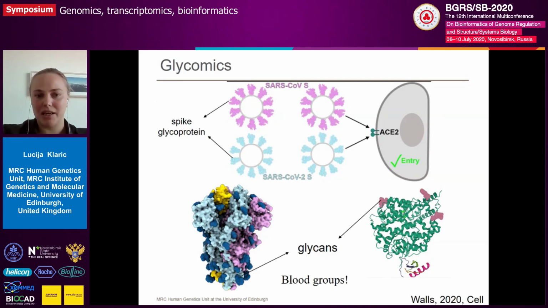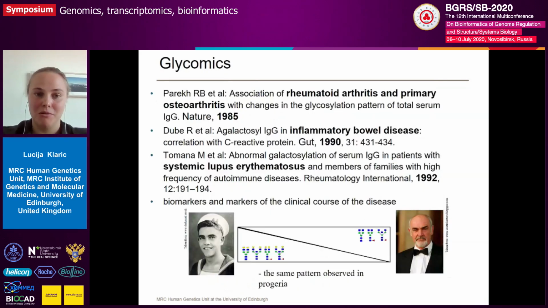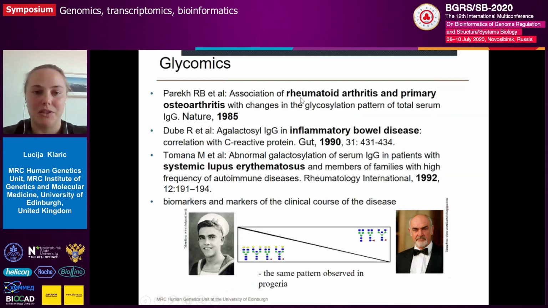So this is a very fresh view of why and how glycans are really important in various aspects. But they have actually been around and studied for quite a while. Even in 1985, there was a paper in Nature. It's a bit harder to get into Nature these days with glycomics, but we hope we'll get back there. There was a report by Parekh et al. that rheumatoid arthritis and primary osteoarthritis have observed changes in glycosylation patterns in the serum of patients with these diseases. This repeated in 1990, 1992. The area was very active at the time. They observed similar for inflammatory bowel diseases, for systemic lupus erythematosus and many other diseases, including cancers.